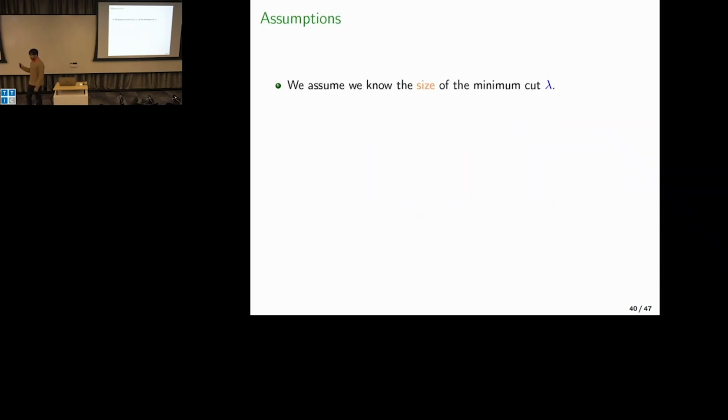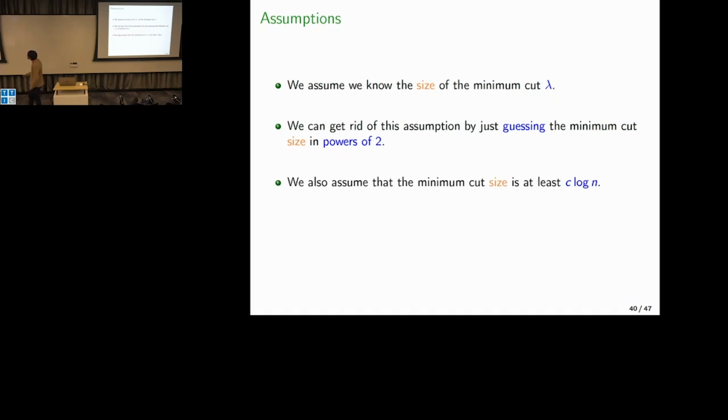Let me start with a few assumptions. We'll assume that we know the min cut value lambda up to, let's say, a factor of 2. You can easily get rid of this by guessing in powers of 2, which will just give you an additional log factor. We also assume that the min cut size is at least C log n, because if it's at most C log n, then we can just store a cut sparsifier with error parameter 1 over log squared n, and this will just preserve the min cut.